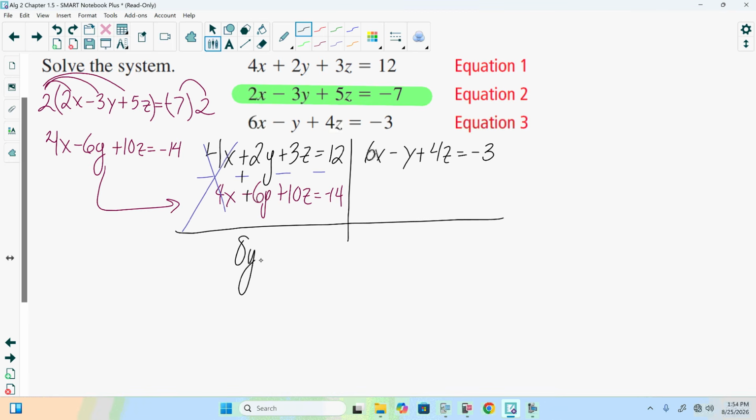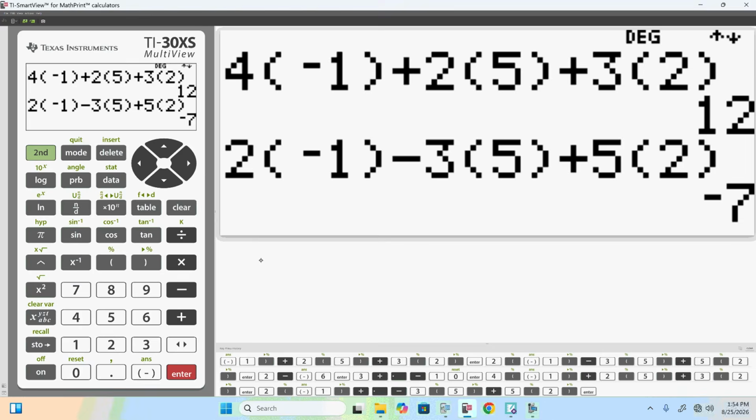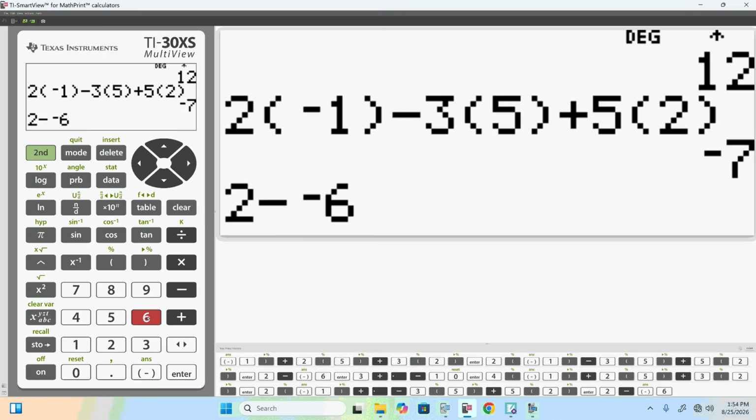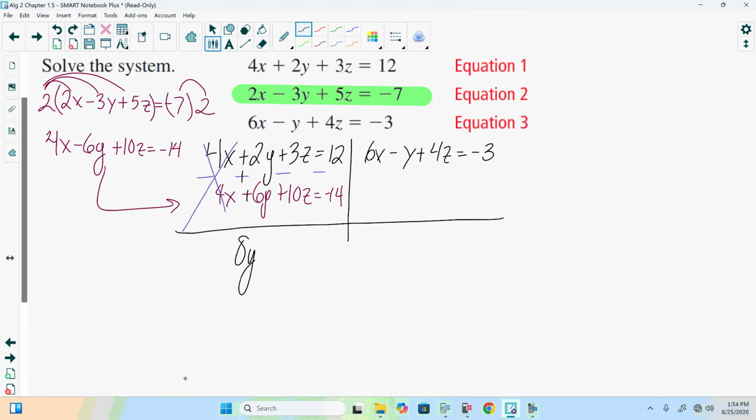Because 2y minus negative 6y, we're really looking at what? 2 minus negative 6? It'll do the coefficients. It will do the numbers for us. We just have to put the variable back in. So we can ask it to do 2 minus negative 6. It tells us it's 8. So it's telling us that 2y minus negative 6y is 8y. You kind of see how we do that there.